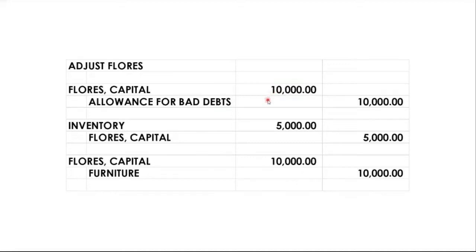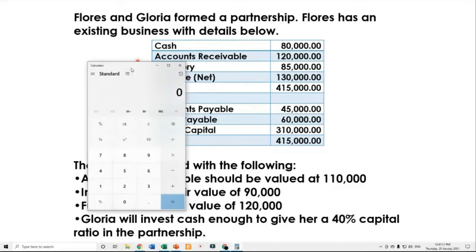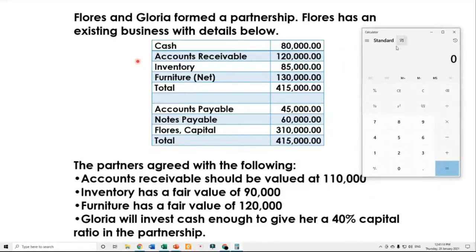If we go back here and determine the ending capital, or the adjusted capital, of Flores, we will start with 310,000. And we know that there is a debit of 10,000, a credit of 5,000, and another debit of 10,000. So that's 295. So the expected capital of Flores upon closing entries is only 295. So let's check.